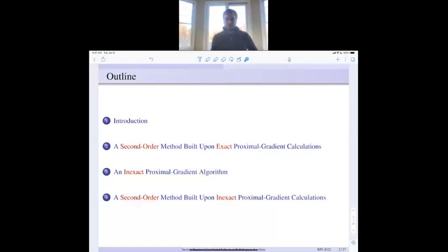That's our ultimate goal. So keeping that goal in mind, we're going to do some things a little bit differently in terms of developing an inexact first order proximal gradient type algorithm, and then use that as the basis for a second order method that can also use inexact proximal gradient calculations. So that's the overall outline for today's talk. If anybody has any questions along the way, feel free to interrupt and ask.